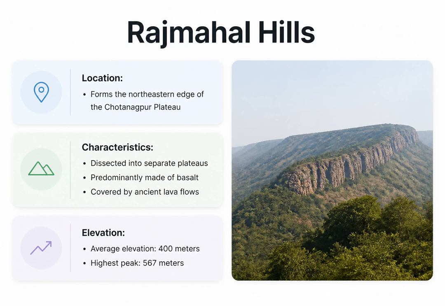These hills have been heavily dissected by rivers into separate, smaller plateaus. Unlike the granite or gneiss found elsewhere, the Raj Mahal Hills are predominantly made of basalt, blanketed by ancient lava flows. They are relatively low, with an average elevation of 400 meters and a peak reaching just 567 meters.